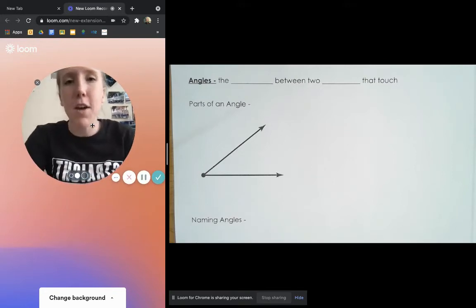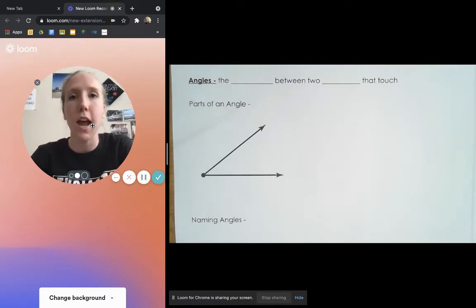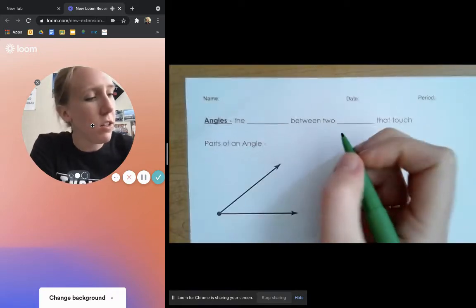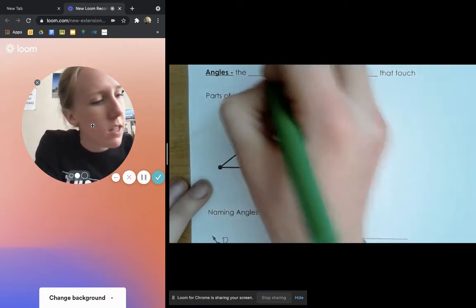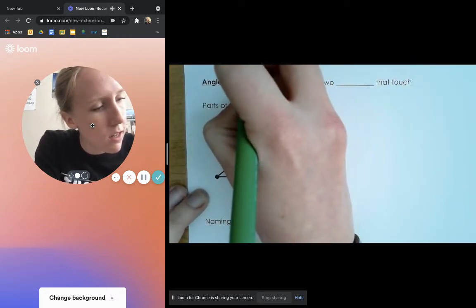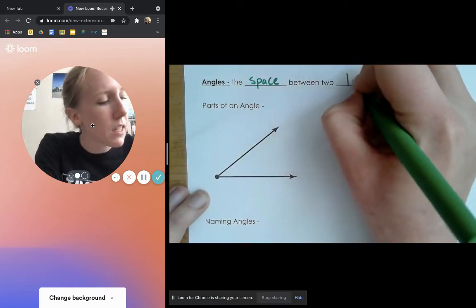Hi guys, today we are talking about angles, and this is kind of like the introduction to angles video, just kind of where we get familiar with angles and learn about some particularly important angles. So, angles are a way to measure the space between two lines that touch.